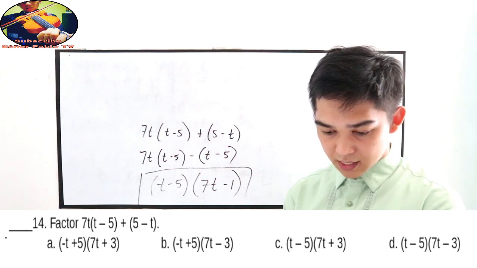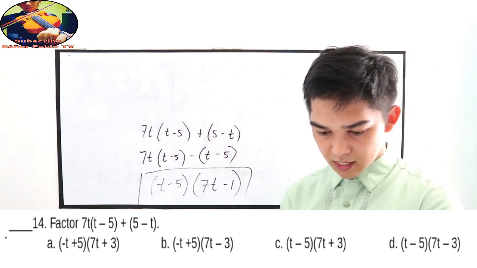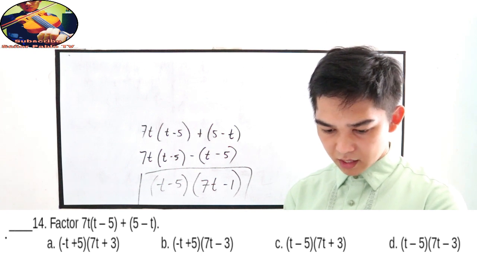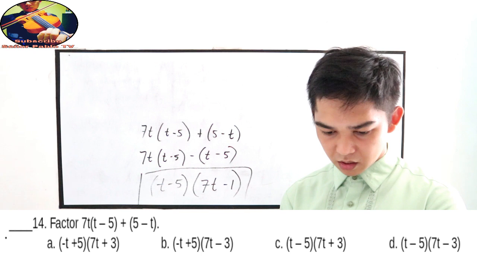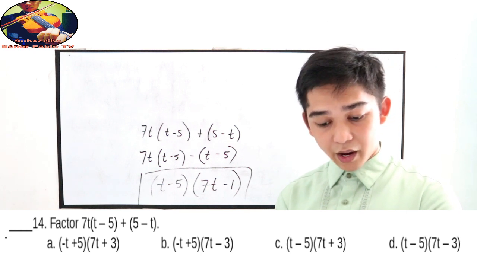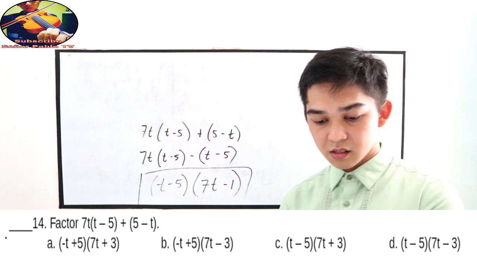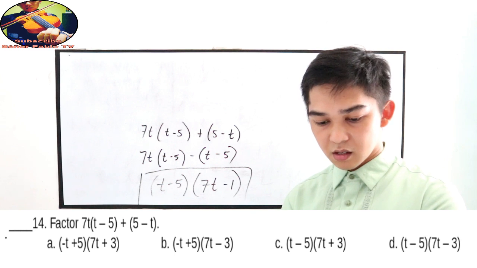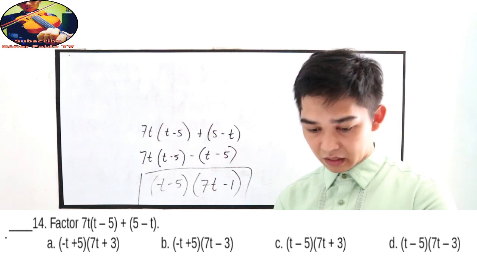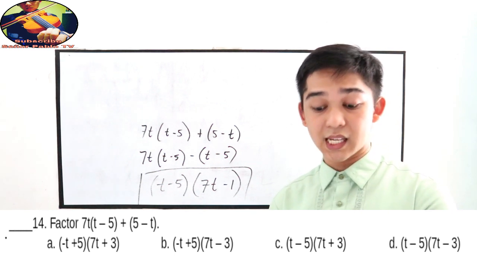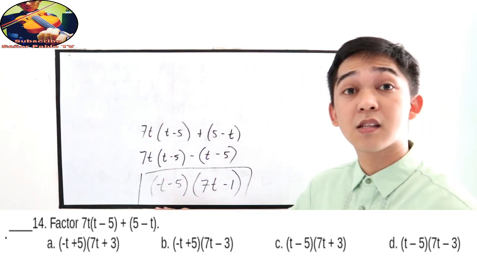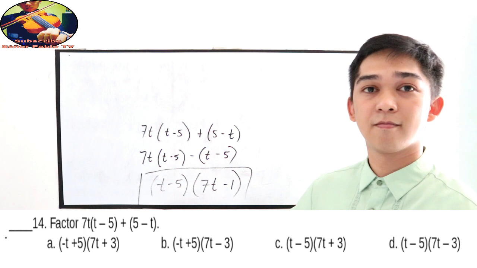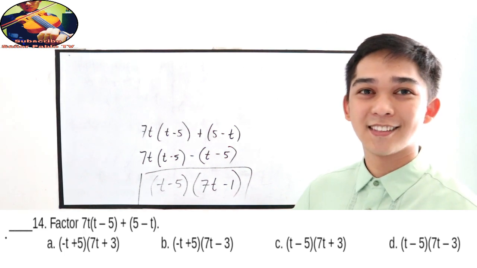7. Bakit may 3 dito? Okay, wala sa choices. Bakit may 3? Saan niya nakuha yung 3? So, wala sa choices ang sagot sa number 14. Ito dapat ang sagot natin sa number 14. Ayan. Bonus.